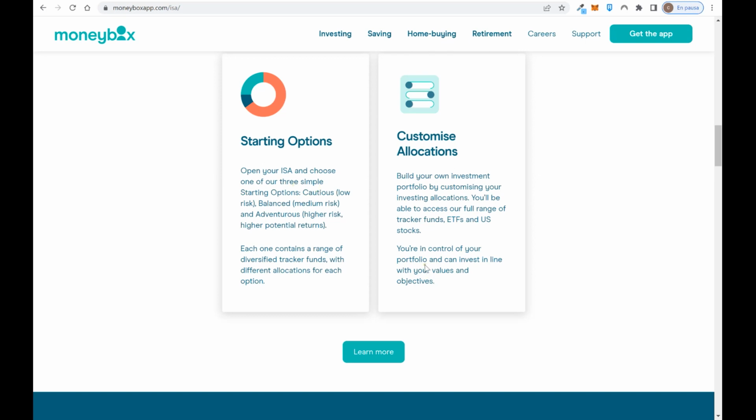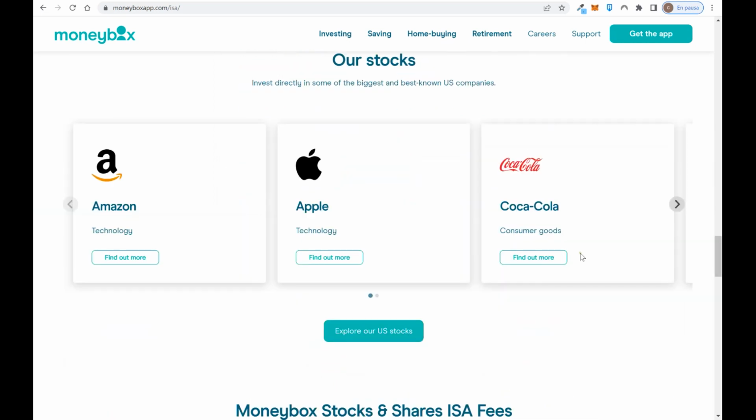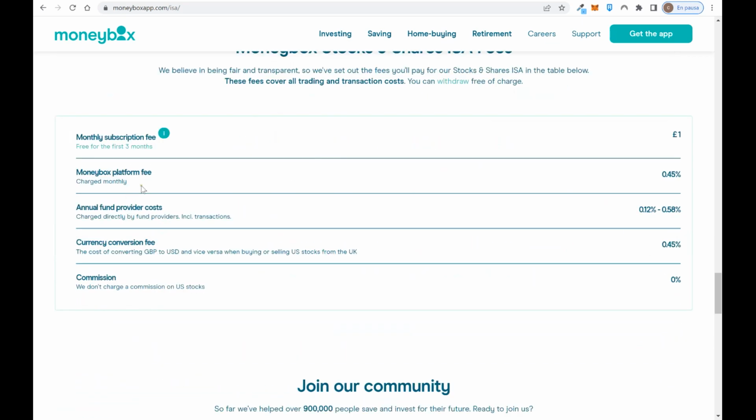But if you have more knowledge and you want to customize the allocation, you can decide in which specific ETF or in which specific stocks you want to invest. You are in control of your portfolio if you use this alternative. The stocks that are available, to name some of them: Amazon, Apple, Coca-Cola, JP Morgan, and more. We already explained about the fees.